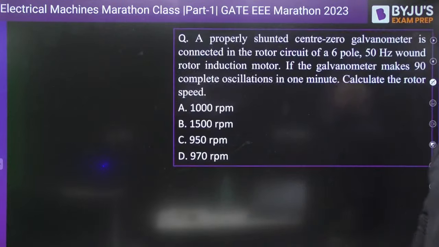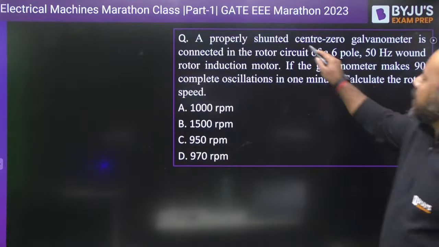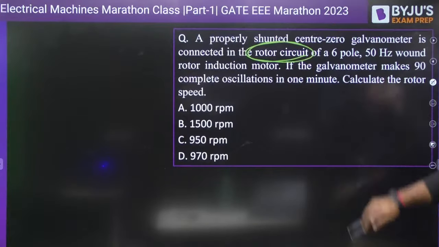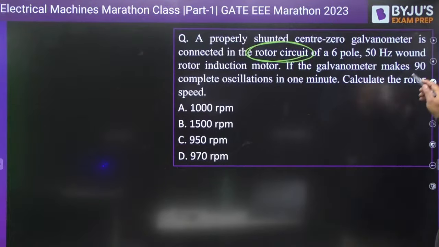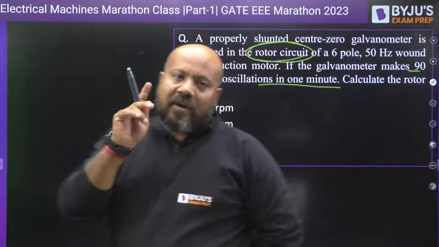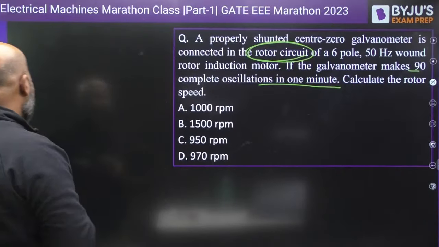Next. A properly shunted center zero galvanometer is connected in the rotor circuit of a 6-pole 50 Hz wound rotor induction motor. If the galvanometer makes 90 complete oscillations in 1 minute, what is the rotor speed?